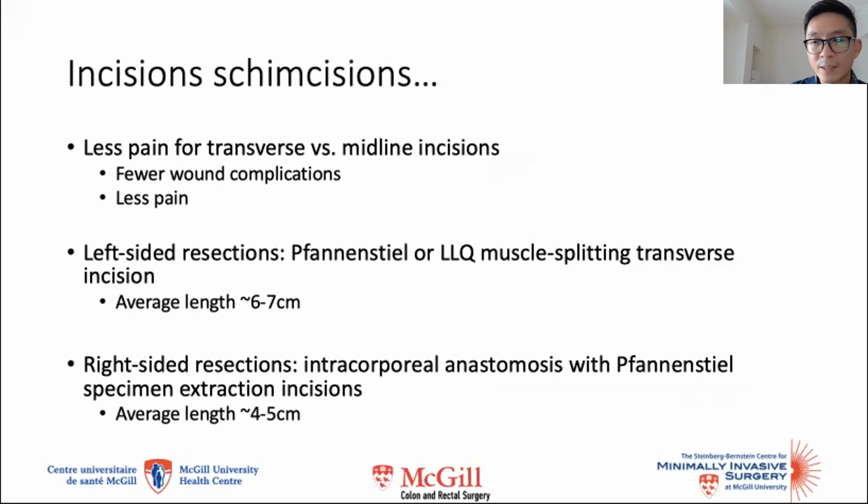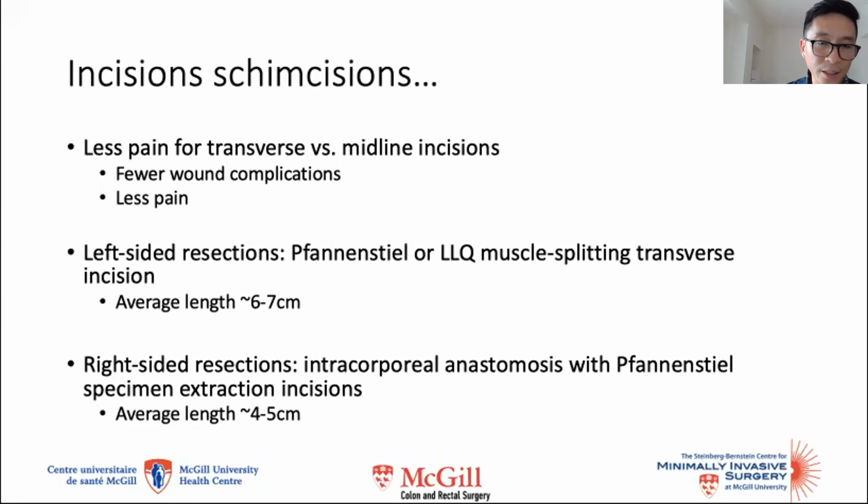However, we know that if you make that incision off midline, so instead of a vertical incision centered around the belly button, you make a horizontal incision, like a C-section scar or an old appendectomy scar, these incisions have much fewer wound complications and, importantly, much less pain. And we've transitioned our practice into doing that. So for our left-sided colectomies, we now do a Pfannenstiel, which is like a C-section scar. Our average length is about 6 centimeters, give or take.